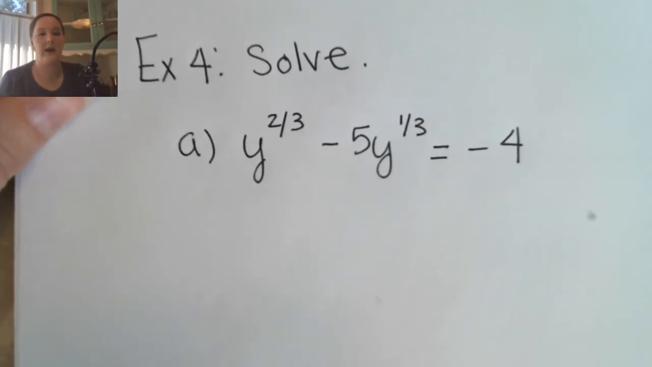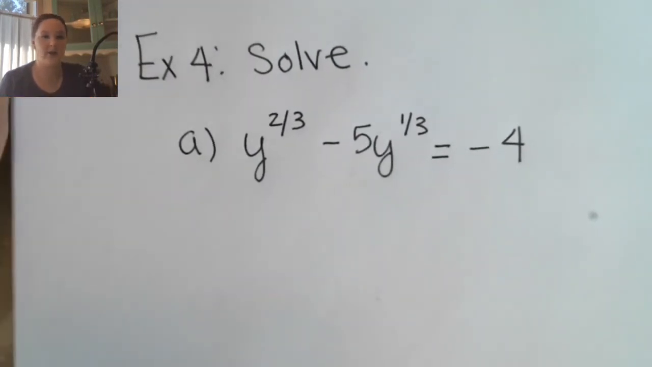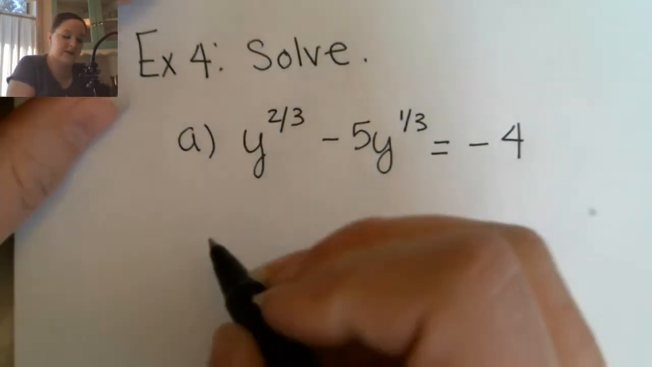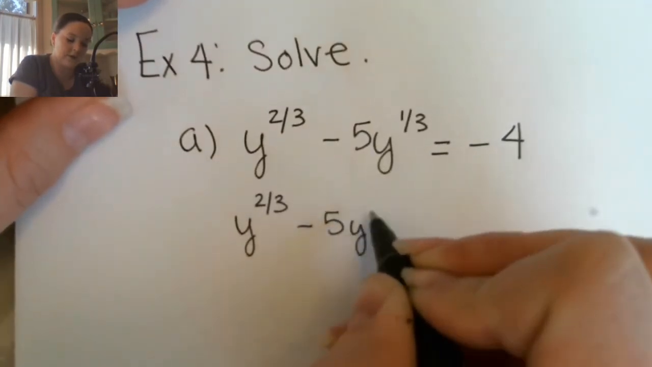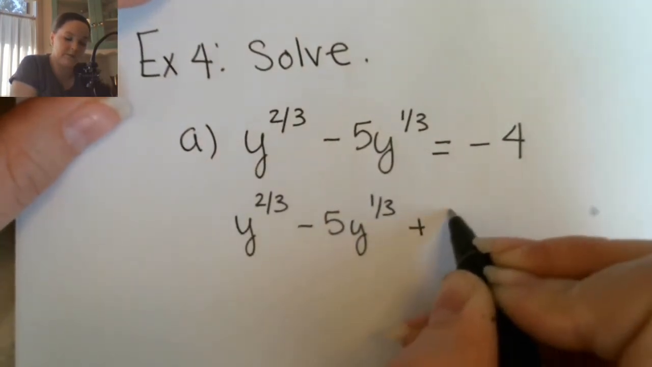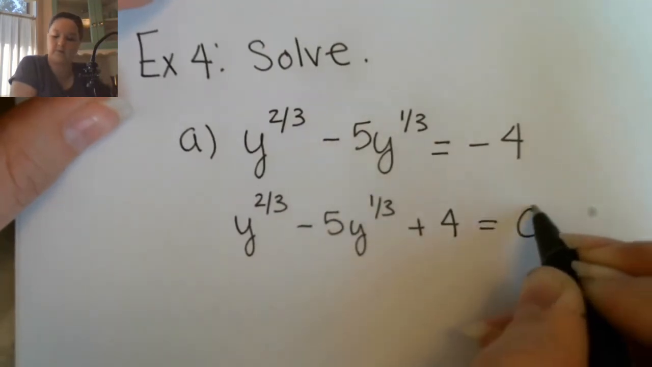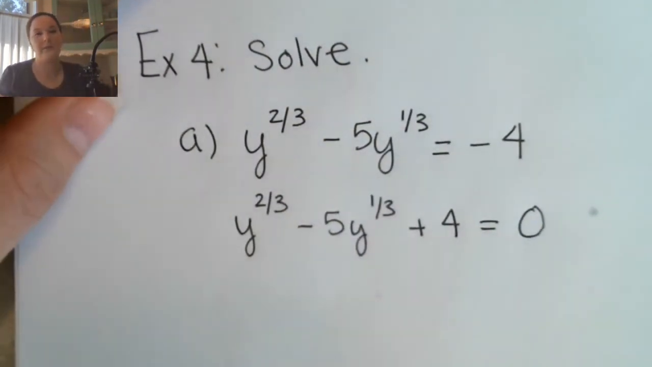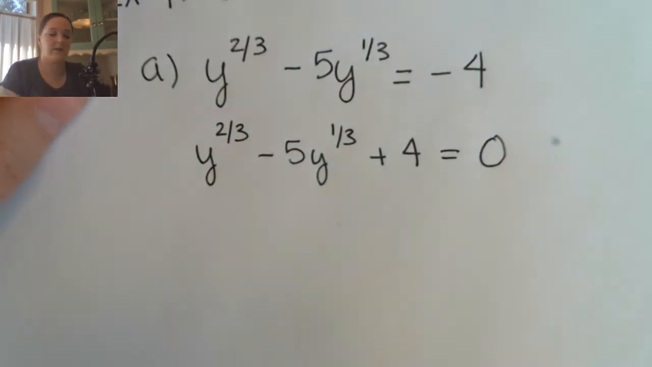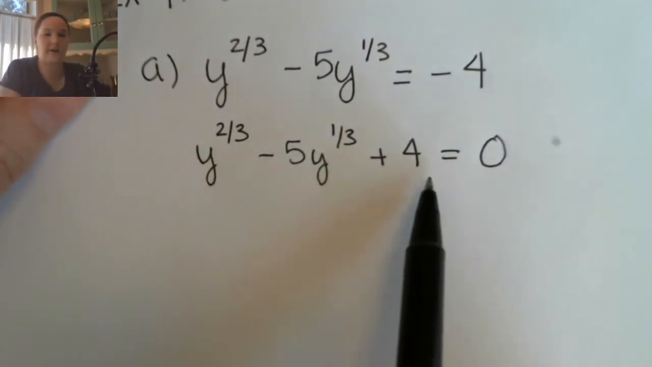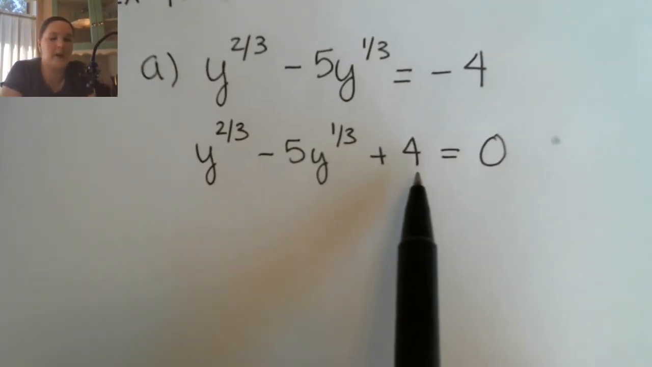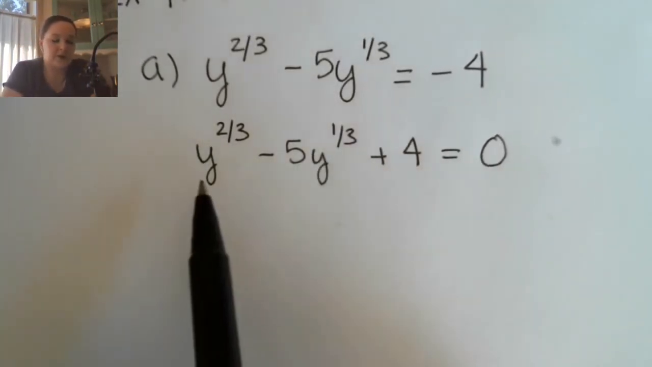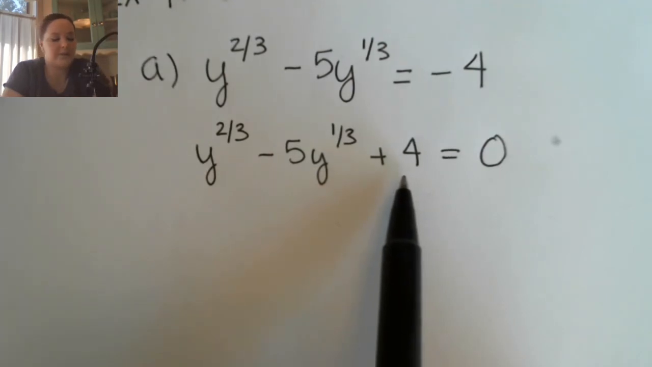Now anytime you're going to solve using factoring, you have to put everything on one side. You can't solve using factoring unless all of your terms are on one side and the other side is 0. Now, I don't need to factor out the lowest exponent, because 4 doesn't have a variable, so there are no common factors of y here.